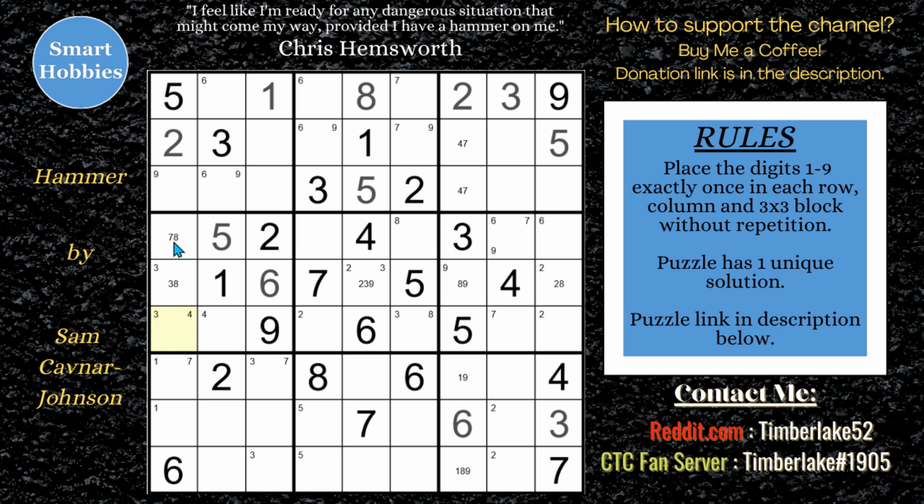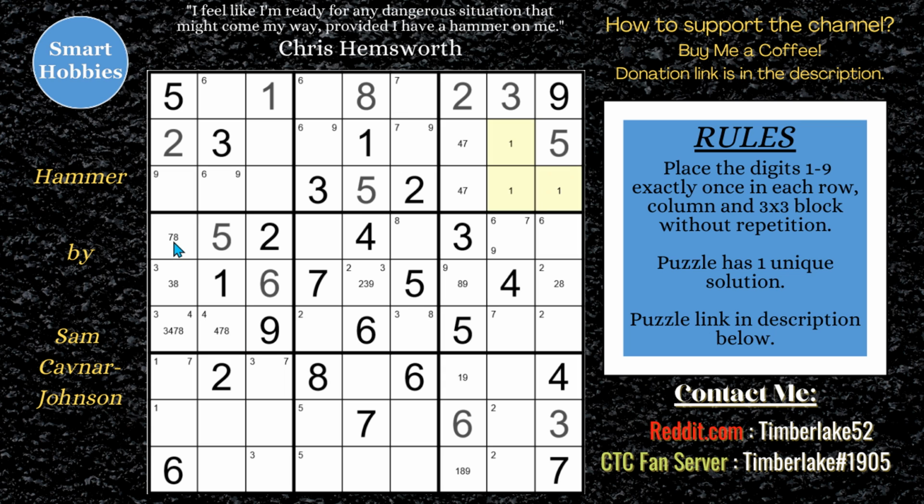What can be right here? It looks like 3, 4, 7, 8, and 1, 2, 3. It can't be a 3, 4, 7, 8. Okay. And let's continue looking here. We can finish off this.